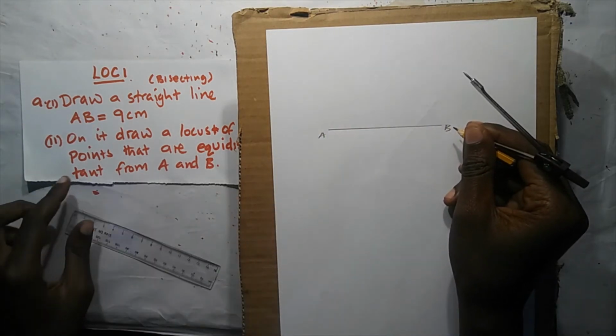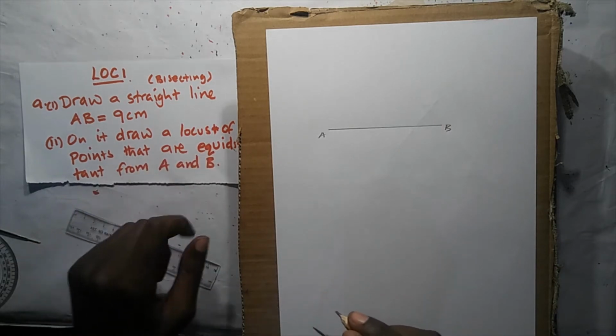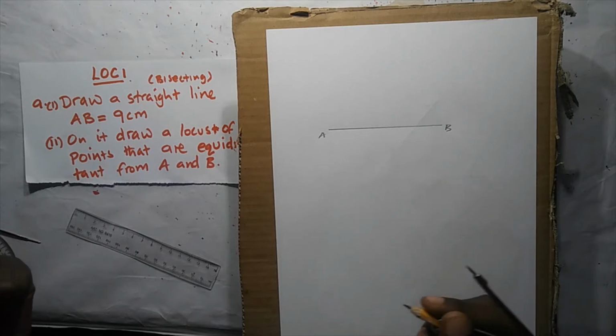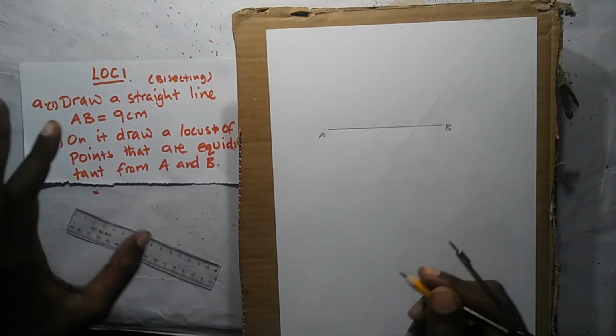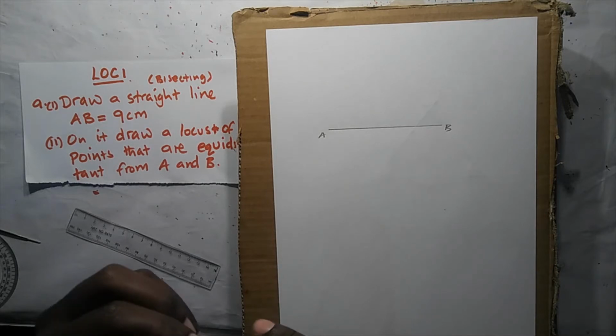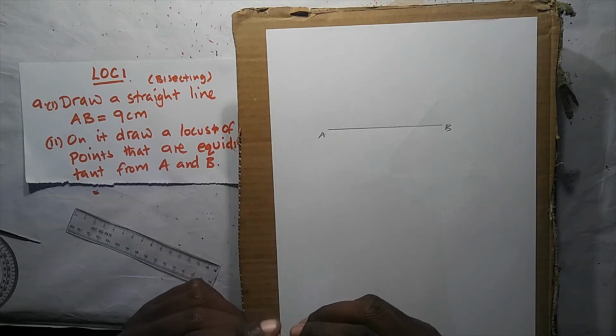And then on it, draw a locus of points that are equidistant from A and B. The instruction is actually telling us to bisect this straight line. And when you're bisecting a straight line, you just use a compass. Only a compass works. So here's how we bisect.